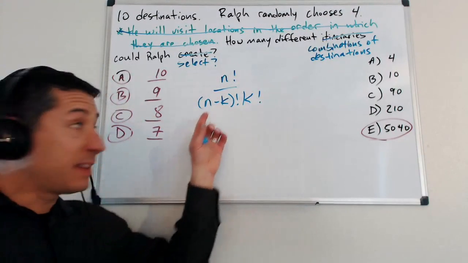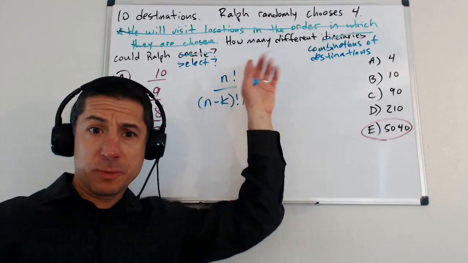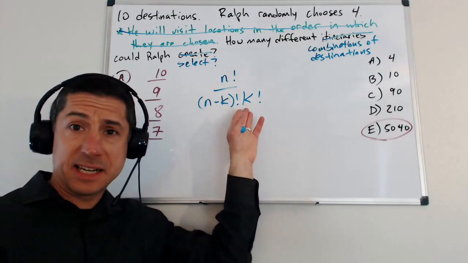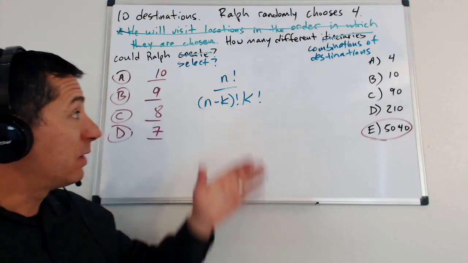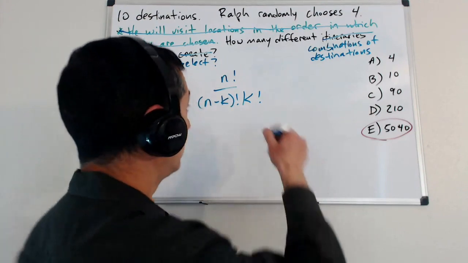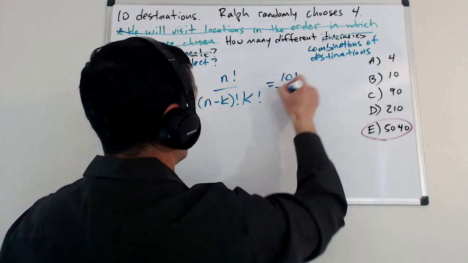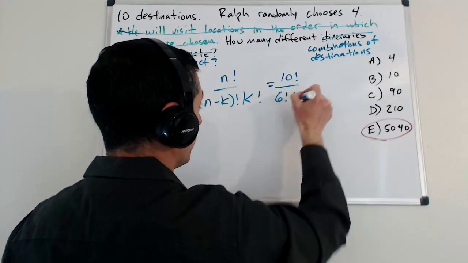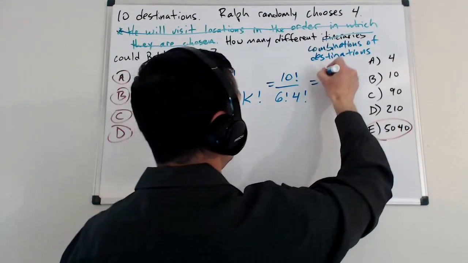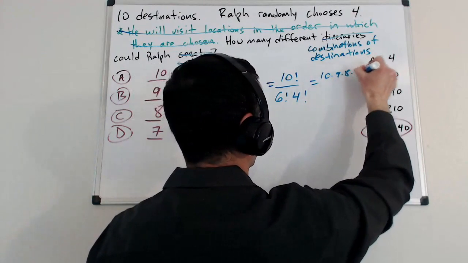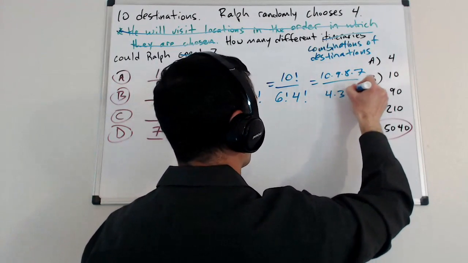And if you're totally new to this, N is the number of items in your main group, so 10 in this case. K is the number of items in your subgroup. And really all we have to do is start plugging stuff in here and we're in business. 10 factorial over 6 factorial, 4 factorial. So 10 times 9 times 8 times 7 over 4 times 3 times 2.